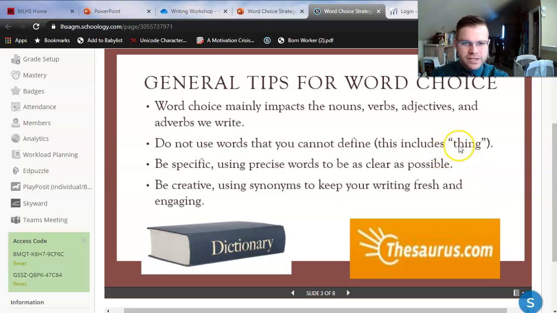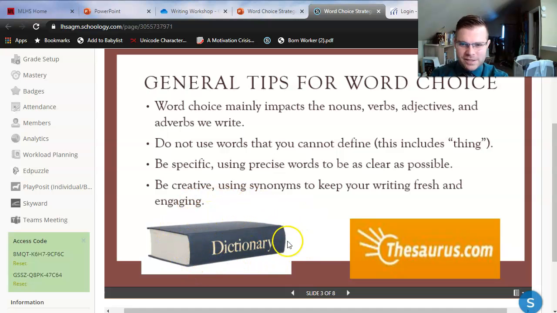But when we talk about words that you can't define, that includes really big words that we might be tempted to use incorrectly. Or it could include really small words that we overuse too. Another pro tip, be specific by using precise words to be as clear as possible. That's where dictionaries come into play, right? If you're looking for just the perfect word to mean what you mean, use the dictionary to find what that perfect word is.